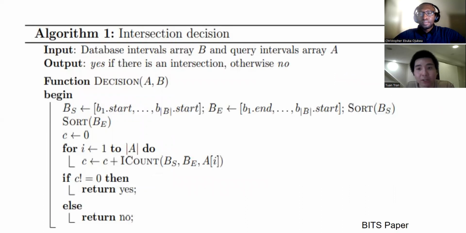So the intersection decision algorithm leverages the I-count from earlier. First, we need to sort BS and BE. Then for every interval in the query set A, we check the number of intersecting intervals. If the result C is greater than 0, the answer is yes. Otherwise, the answer is no.